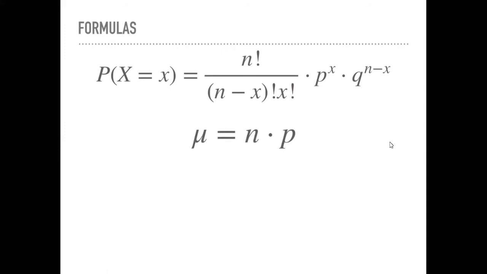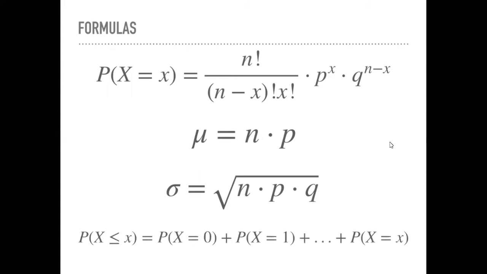Now, if you're trying to find the mean of a binomial distribution, you can simply do n times p. For standard deviation, you can just do n times p times q and take the square root.